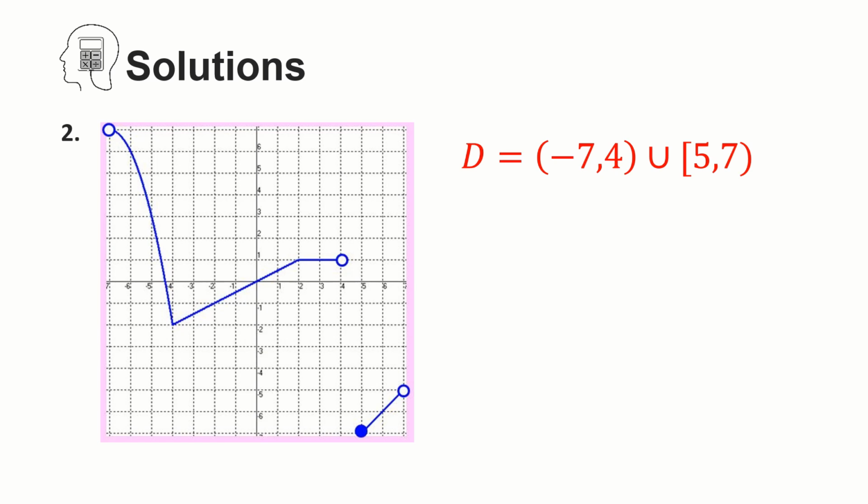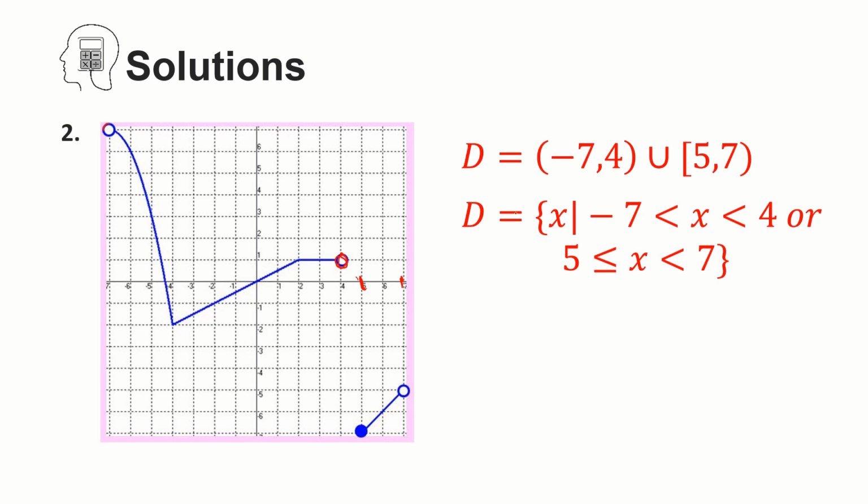So the domain is from negative 7, where 7 is not included since we have a hole, until 4, where 4 is not included, union with 5, where 5 is included, to 7, where 7 is not included. So for the set builder notation, we use the following. x such that x is greater than negative 7 but less than 4, or x is greater than or equal to 5 but less than 7.